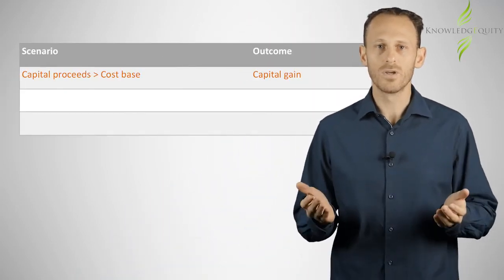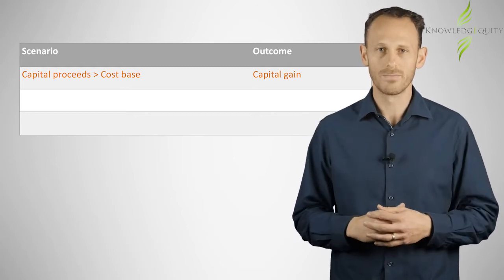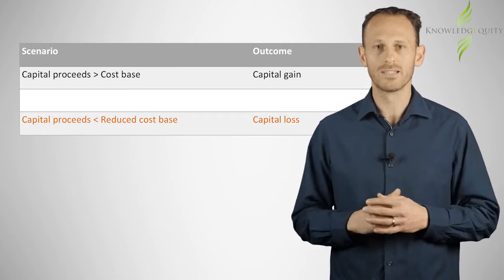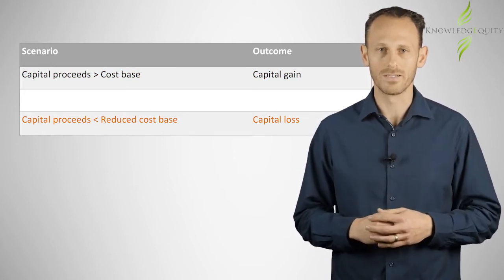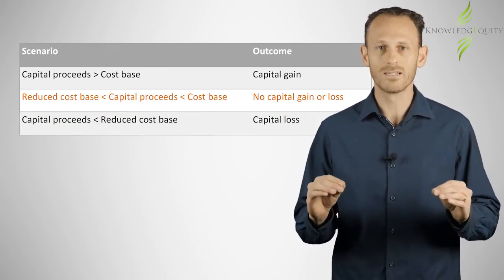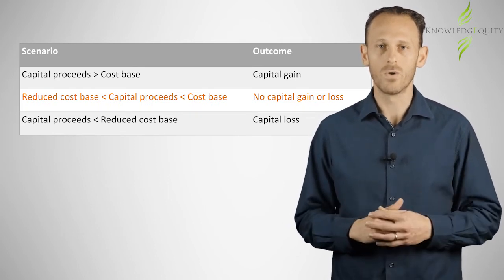To calculate whether a capital gain or loss exists, we need to compare the capital proceeds from the CGT event to the cost base of the CGT asset. If the capital proceeds are higher than the cost base, then a capital gain arises. If the capital proceeds are less than the reduced cost base, then a capital loss arises. If the capital proceeds are less than the cost base, but more than the reduced cost base, no capital gain or loss arises.